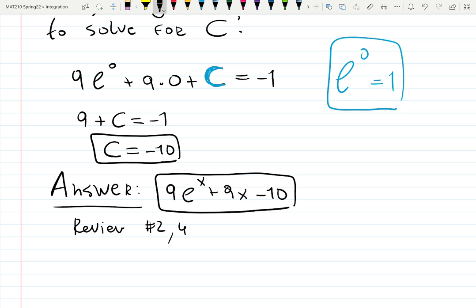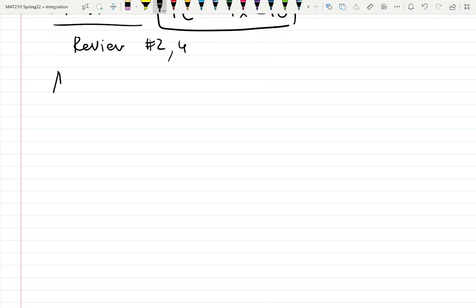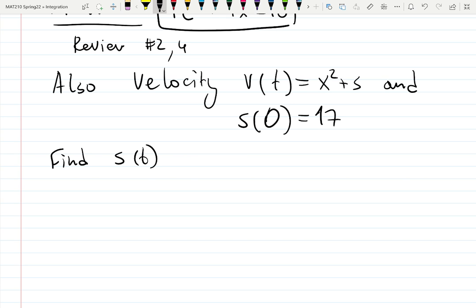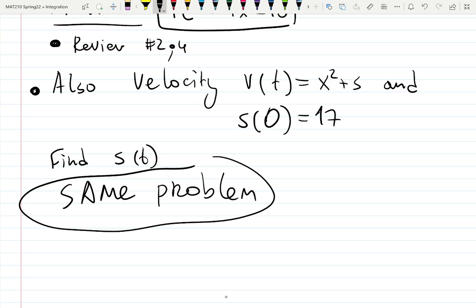Same with velocity and acceleration. Also, velocity is given, say x squared plus 5, and distance at 0 is 17. Find s of t. This is the same problem. So all of these are the same; they just have different wordings. Review number 2, number 4, and these velocity problems are exactly the same idea. You integrate velocity, plug in 0, set it equal to 17, solve for c.